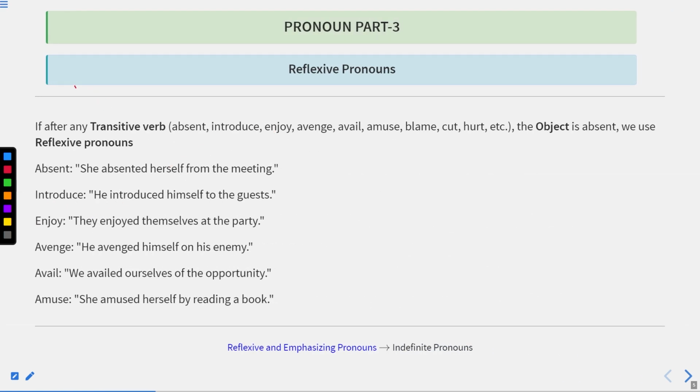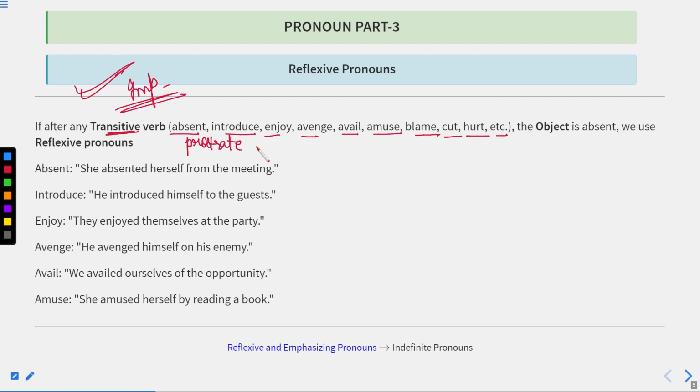Now here is something very, very important that we are going to discuss right now. In fact, extremely important. If after any transitive verb, for example absent, introduce, enjoy, avenge, avail, amuse, blame, cut, hurt, etc. Now these are some verbs. More verbs can be there, like prostrate, acquit, and many more. In short, I can say only one word: transitive verb.